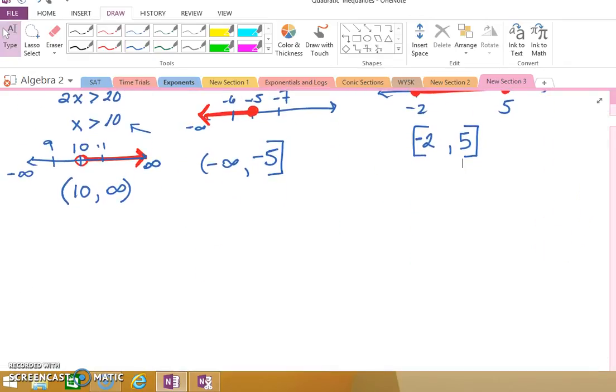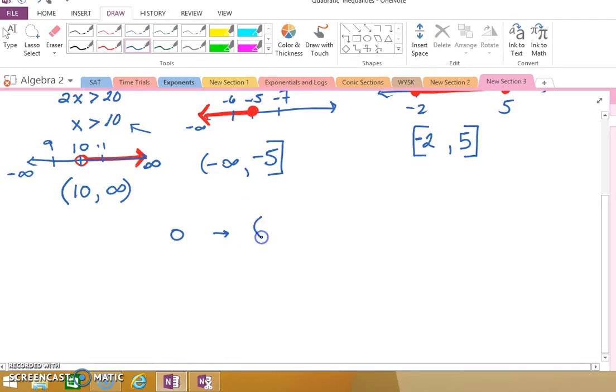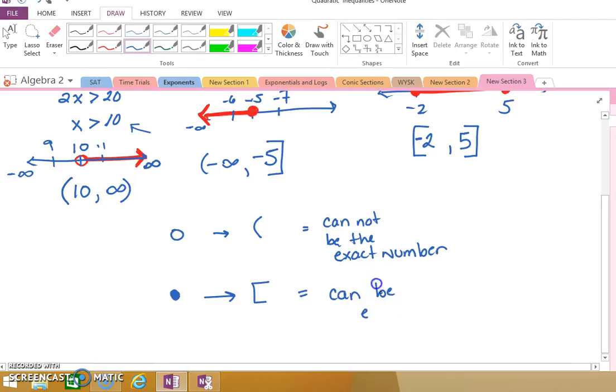So just to give you a quick summary. We know that if it's an open dot, then that means that we are going to graph our answer with a parentheses, and we know that that means that it cannot be the exact number. But if it is a closed dot, then we use our brackets. We know that it can be the exact number.